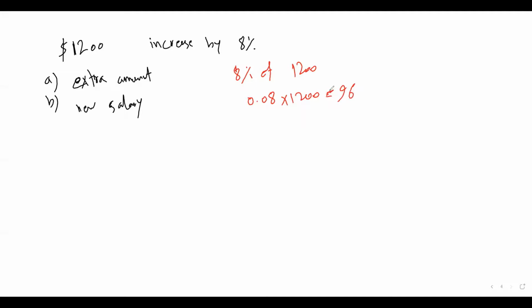So this is the answer to A. And the answer to B, all you have to do is just add this extra amount to your current salary, which is 1,200. So 1,200 plus 96 would be 1,296. That would be the new salary.